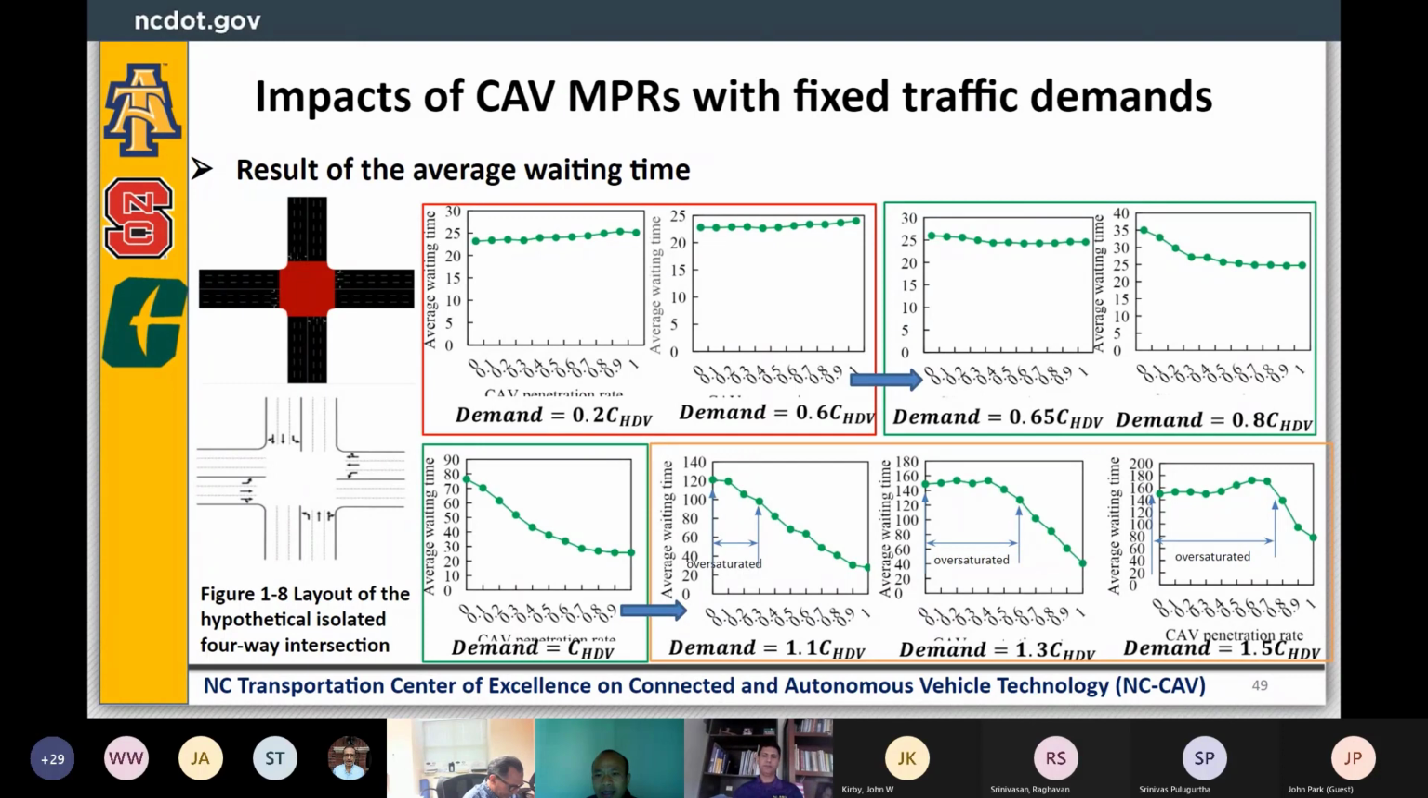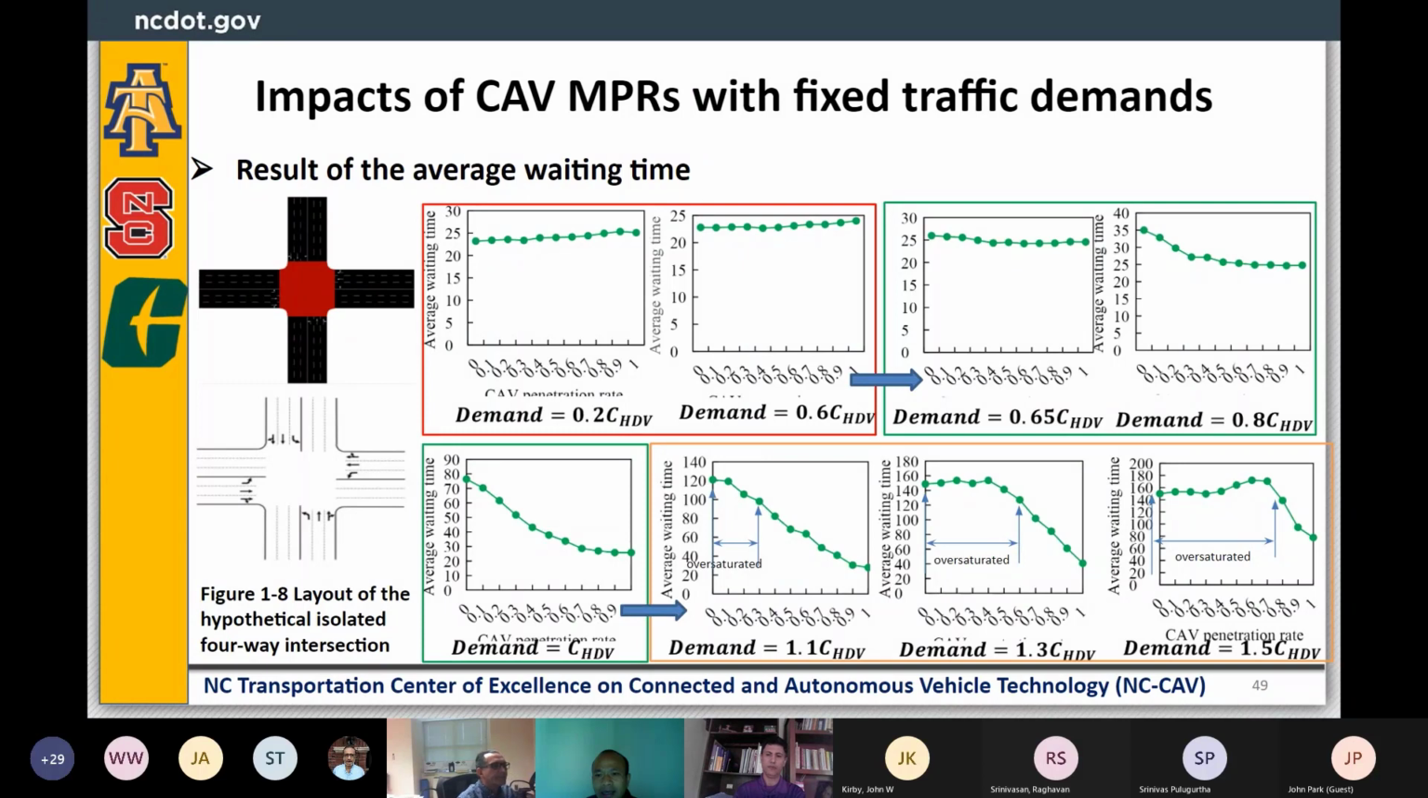Yes, so as you can see, 0.2 to 0.6 means a light traffic demand scenario. As you can see, the total waiting time remains stable throughout. And then we get to the medium demand level, which is 0.65 to 0.8. So the total waiting time decreases. Basically, the reason is that more vehicles can clear the intersection. And then we have 1.1 all the way to 1.5. So we have an oversaturated situation because the traffic is highly congested. So all those cars pretty much get stuck at the intersections.